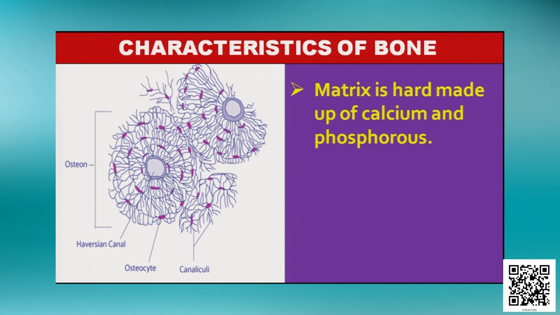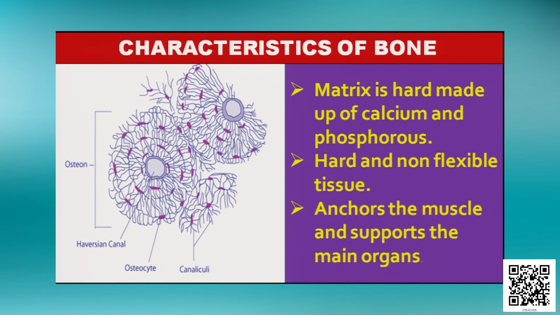Here also you can see the matrix is made up of calcium and phosphorus, which is very hard. Means the matrix is solid in nature in bone. In the picture you can also see the cells are loosely packed, not tightly packed. And the tissue is hard, that everybody knows. It is also non-flexible tissue. What does it do? It anchors the muscle and supports the main organs.